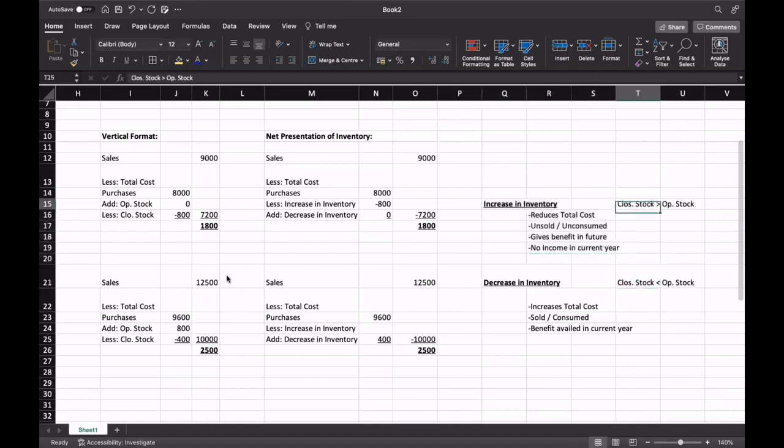I've just captured that here. When closing stock is greater than opening stock, we say increase in inventory. And when closing stock is less than the opening stock, we say decrease in inventory. Decrease in inventory will increase the total cost because those inventories are either sold or consumed. So it has to be compared with the sales to arrive at the profit, and benefit is availed in the current year itself. It means they are not carried as an asset for the future. So it has to be booked as expense.